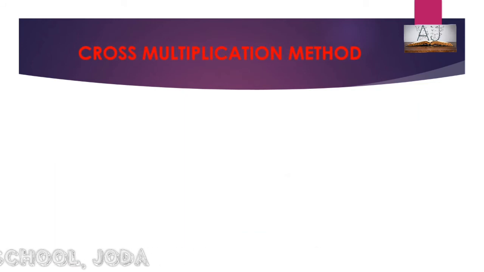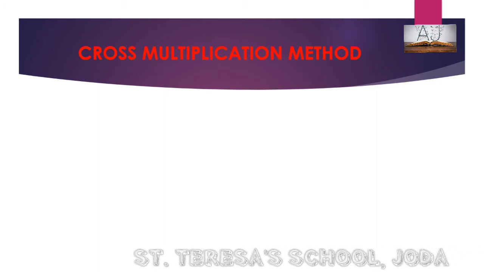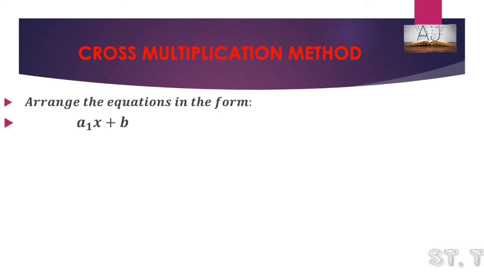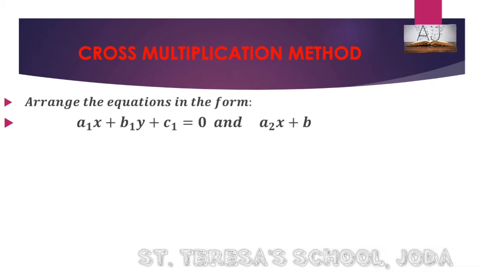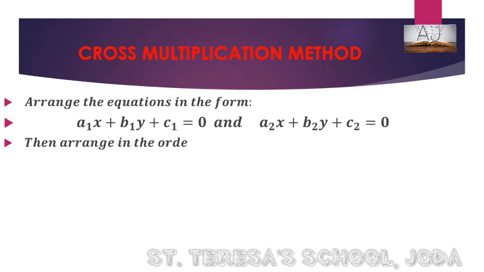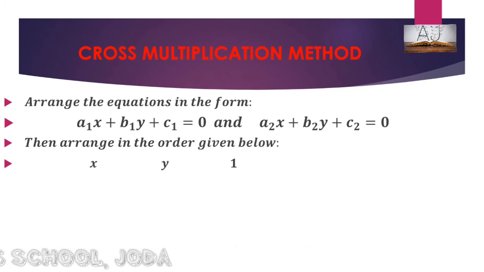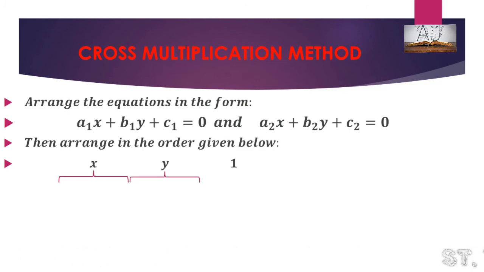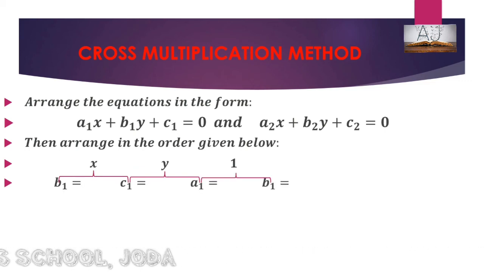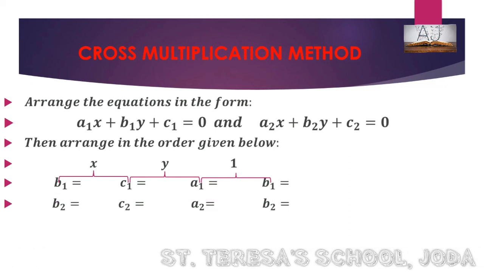Okay. So now I'll introduce you one more method, that is cross multiplication method for solving these sums. First, what you need to do is you have to arrange the equations in the form. Okay, this is the format in which you need to arrange. That is a1x plus b1y plus c1 equal to 0 and a2x plus b2y plus c2 equal to 0. Then what we need to write is we have to arrange in order which is given below, x, y and 1. Below x and y, below y and below 1, we have to write b1, c1, a1, then again b1. So remember it. Then similarly b2, c2, a2 and again b2.